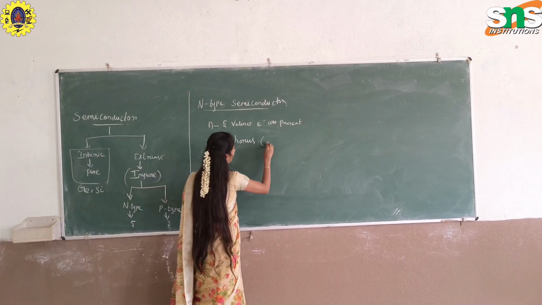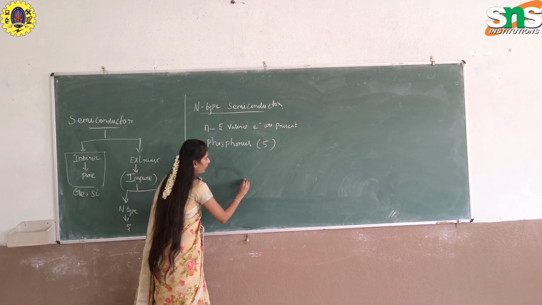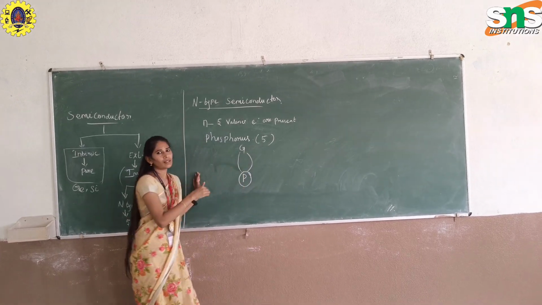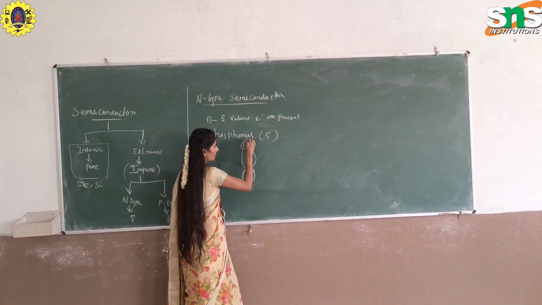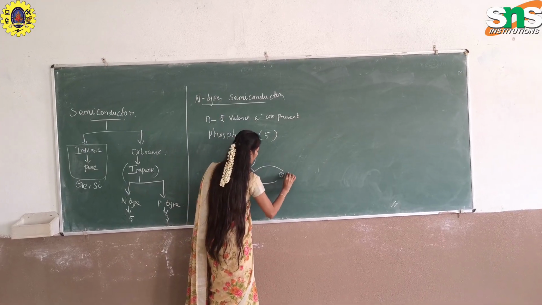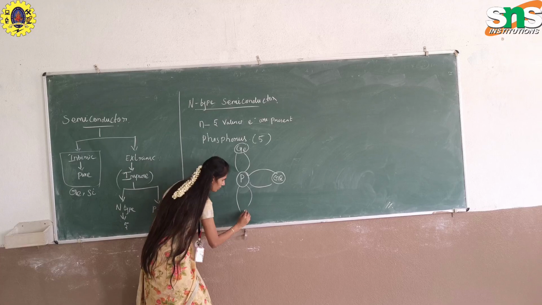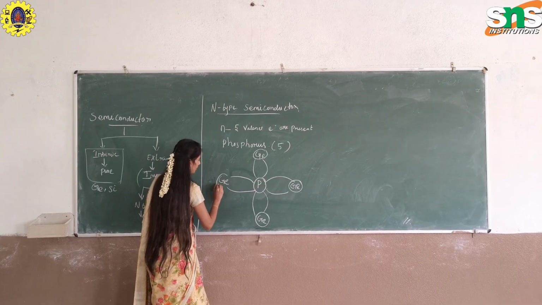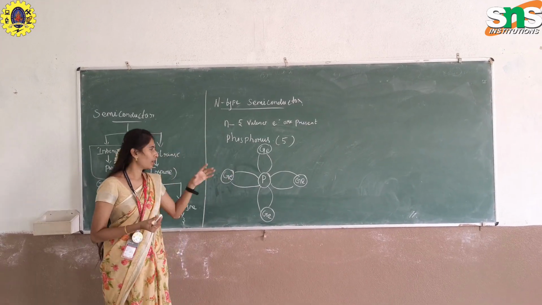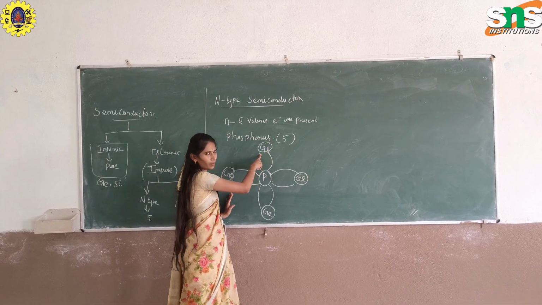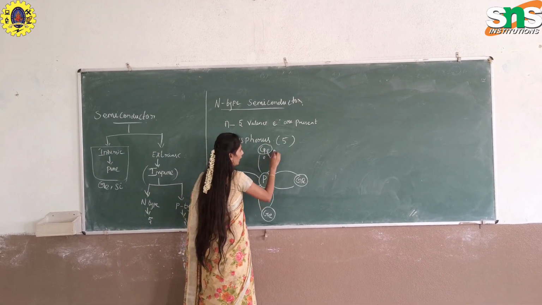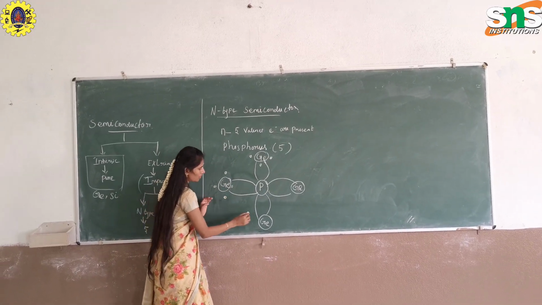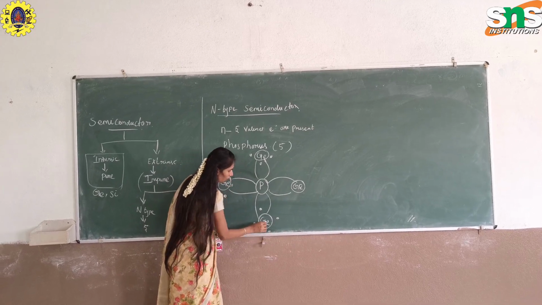Phosphorus has 5 valence electrons. A pure semiconductor is doped with impure materials. For example, germanium is an example of a semiconductor. Germanium has 4 valence electrons. This is the pure form of germanium.